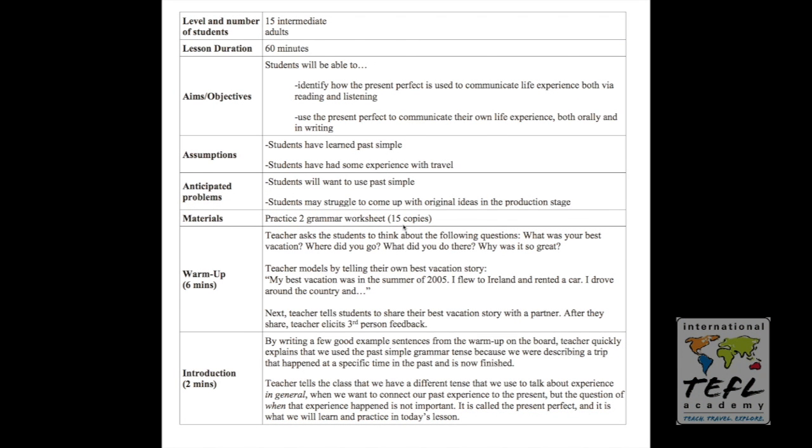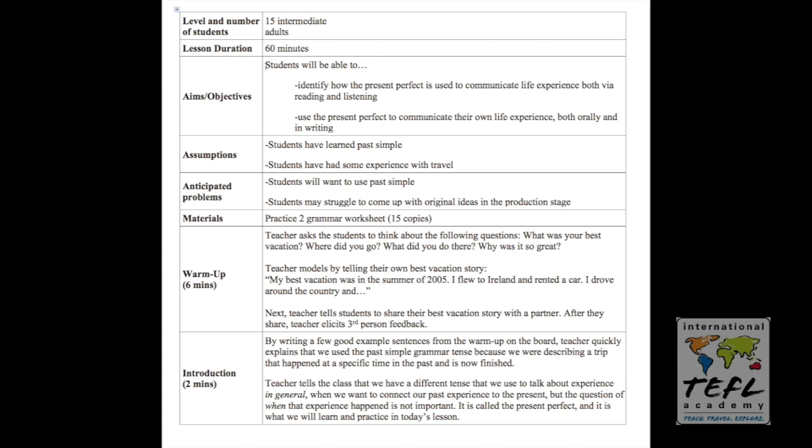Before we look at the actual stages of the PPP lesson plan, we need to walk through the details of the lesson and the objectives. Our lesson plan template includes a lot of details before those stages, so let's take a look at those details for this particular lesson. First thing you'll notice, the level and number of students. We have 15 intermediate adults, so these are adults, they're at their intermediate stage. The lesson duration here is going to be 60 minutes from beginning to end.